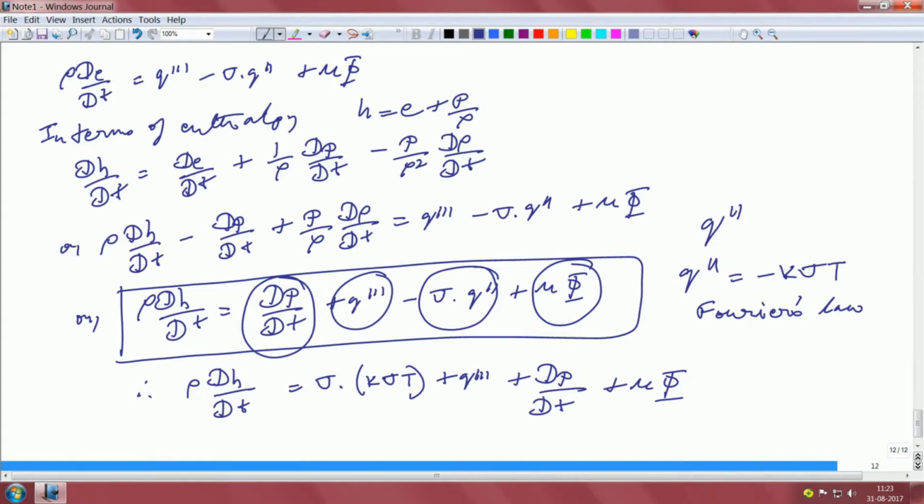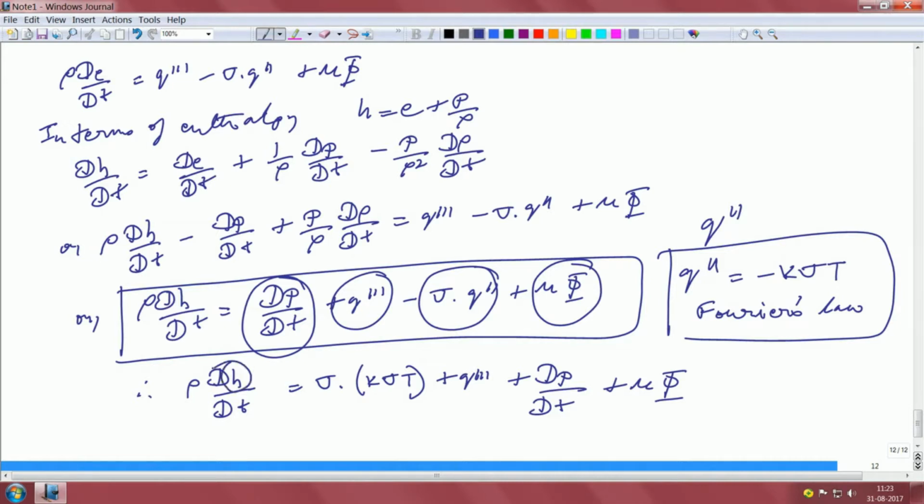All we have done is that we have replaced q double prime as a heat flux with the equivalent temperature field coming from where? The Fourier's law of heat conduction. This you already know, and there is nothing more to say about that. But still, if you look at this equation, there is an interesting problem associated with it.